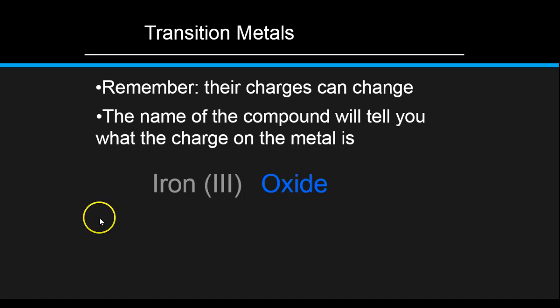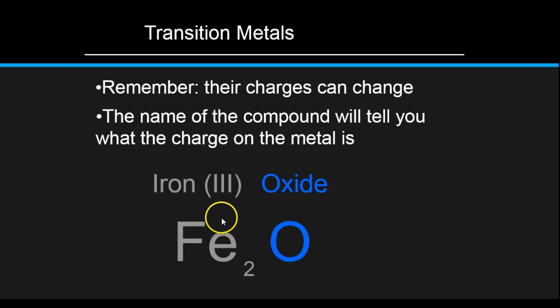Instead of just saying iron oxide, because iron is a transition metal, we put a little Roman numeral in parentheses after the metal. That Roman numeral III tells you the charge of the iron. So that means iron in this compound is +3. To write the formula, you follow the same rules. Write the symbols, Fe and O. You check the charges of each one. Since oxygen is -2, you bring the 2 down, and that tells you to have 2 Fe's. Since iron is +3, remember the Roman numeral tells us that, you bring the 3 down, and that tells you there are 3 oxygens.